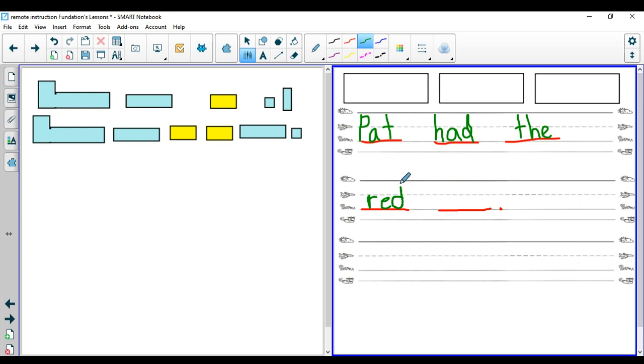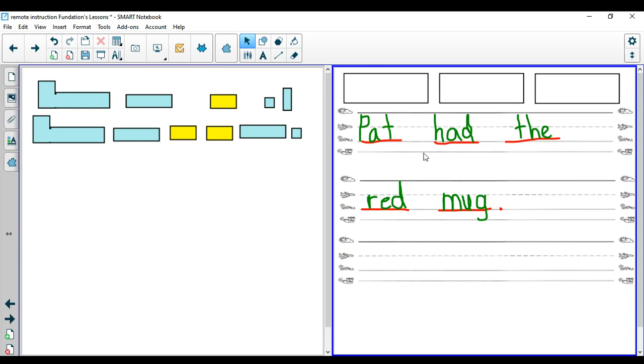Make sure you're trying to form those letters properly, using those lines correctly, and writing very neatly. Pat had the red mug. We're going to tap out the word mug. Let's tap that out. Mug. G. Circle around, up and down to the worm line. And we have our sentence. Pat had the red mug. Nice job. Our sentence is complete. Pat had the red mug.